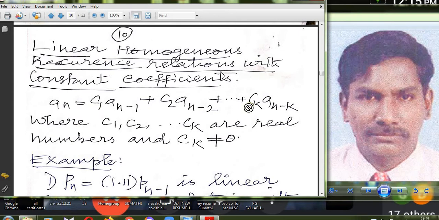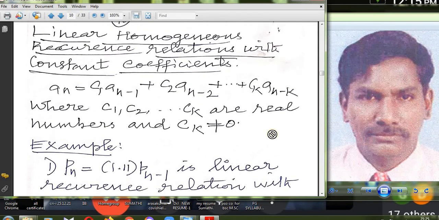Take for example these recurrence relations where an can be written as C1 times an minus 1 plus C2 times an minus 2 plus dot dot dot Ck times an minus k. That is, an is written in terms of its previous terms. Therefore, this is a recurrence relation. Now, what are C1, C2, C3, dot dot dot Ck? All these are constants where Ck is not equal to 0, then we say that this is a linear homogeneous recurrence relation.